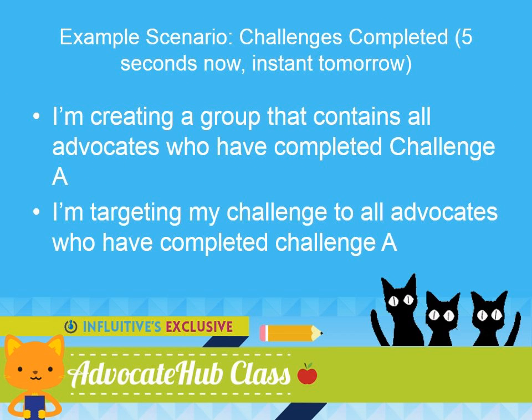Okay, just to give you an example scenario to help us all wrap our heads around this. Challenge completion is the scenario that takes 5 seconds right now and will become instant tomorrow. The scenario is, I'm creating a group that contains all advocates who have completed challenge A. Right now, that happens in 5 seconds. Tomorrow, it will happen instantly. The next scenario is I'm targeting my challenges to all advocates who have completed challenge A. That challenge will become visible after 5 seconds of having completed challenge A, but starting tomorrow, as soon as they complete it, the challenge targeted to them will become visible immediately.